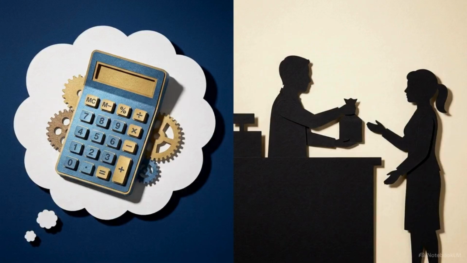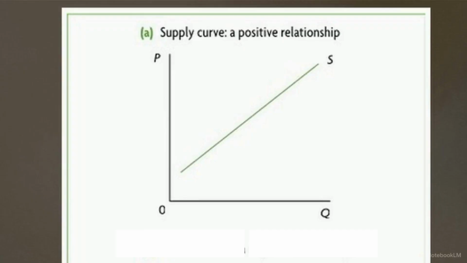Ultimately, supply is an active calculation. It's a seller's reaction to the profit they expect to earn. This graph shows how we visualize Steve's business plan on paper. We place the price of the ice cream, labeled P, on the vertical axis. We place the quantity he is willing to sell, labeled Q, on the horizontal axis.